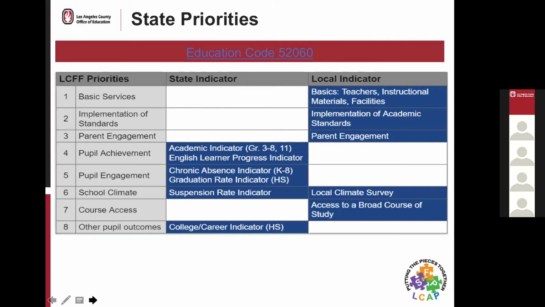The 8 LCFF priorities are addressed within state and local indicators. This slide highlights data that is traditionally available to LEAs through the dashboard, whether populated by CDE or by local indicator reporting. And this year is a little bit different in that the lack of data traditionally received from CDE requires LEAs to take a closer look and reflect on what local data LEAs have available to measure progress. And in the next few slides, we'll be taking a deeper look at the required metrics and some of those data sources. Next slide, please.